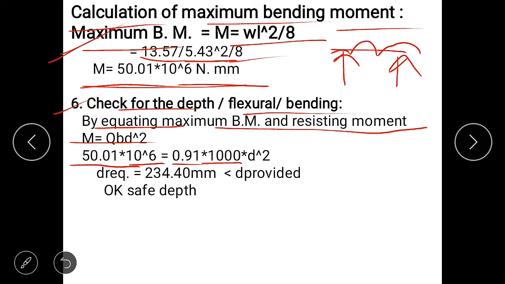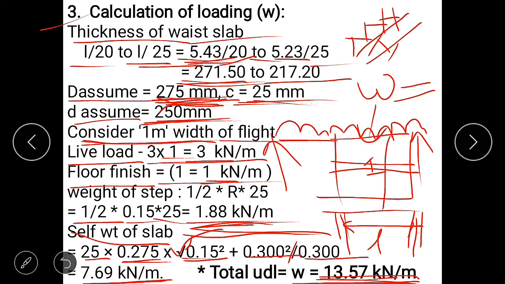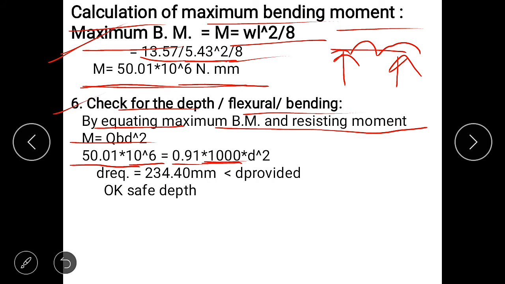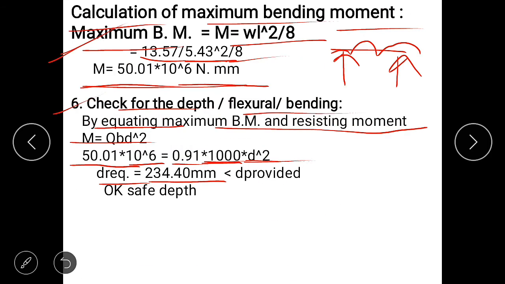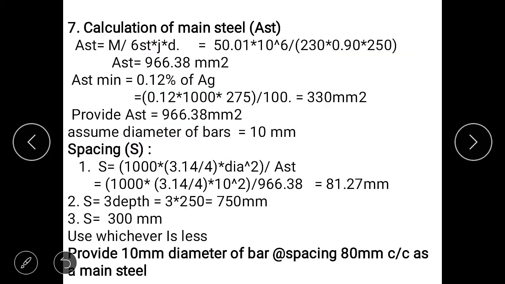B, we consider here width, consider 1 meter width, so 1000 mm, and we have to find here D provided. So D provided here is 234.40 and we provided here 250. So D provided is okay, it is greater, it is 250, so okay, safe.